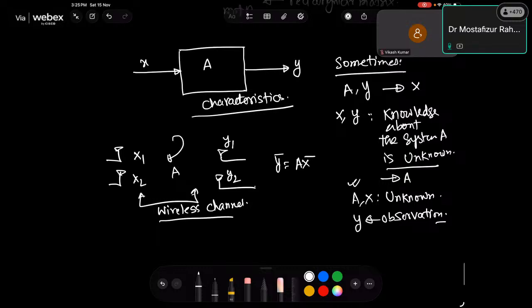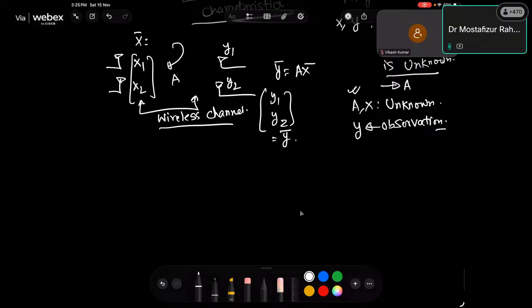If you stack Y1, Y2 as Y, and similarly stack X1 and X2 as X, you need to characterize this A. A is completely unknown. Sometimes what happens is that you have a set of satellite receivers, and you are just getting some responses from the air in the antennas, Y1, Y2, and so on up to Yn. This is telemetry communications, where you do not have knowledge about where the signal is coming from or about the channel.